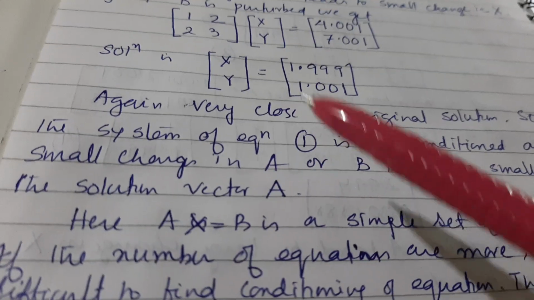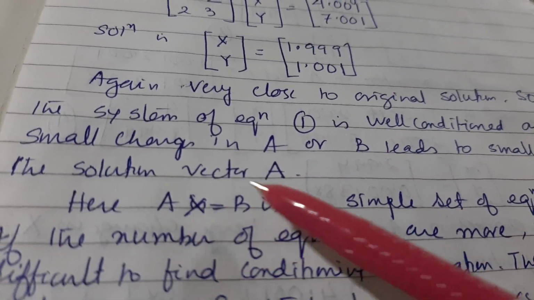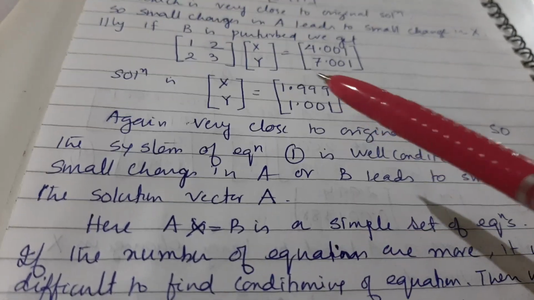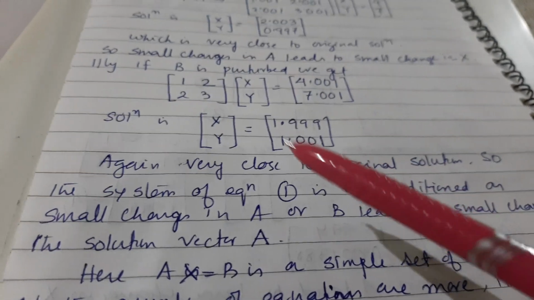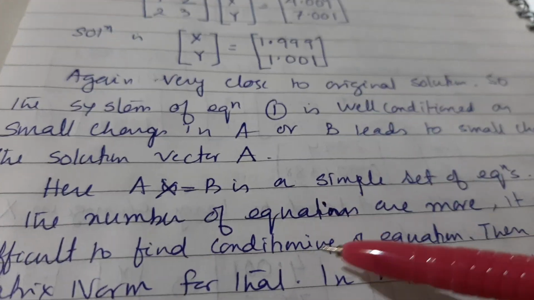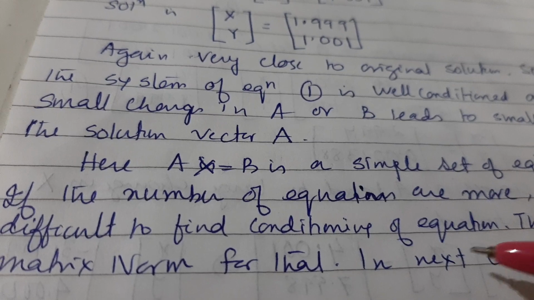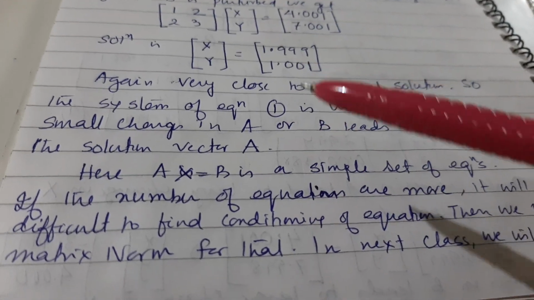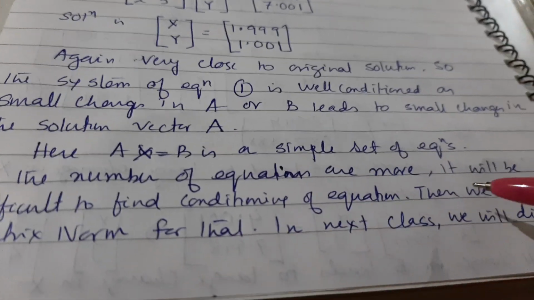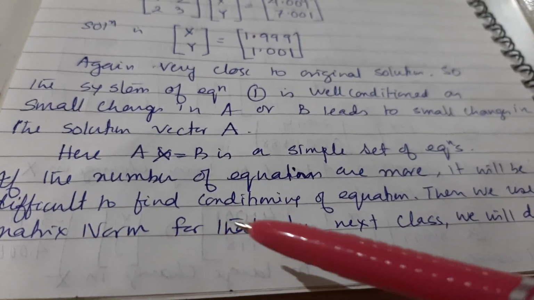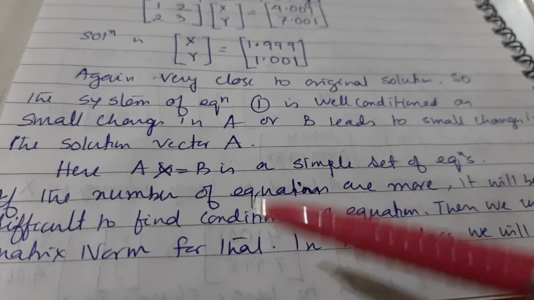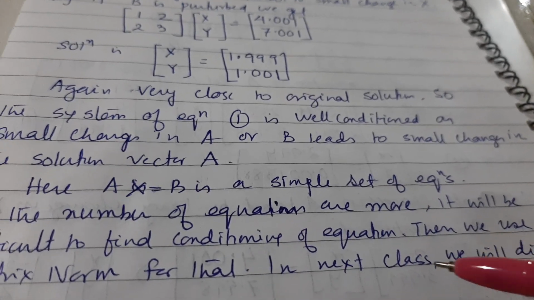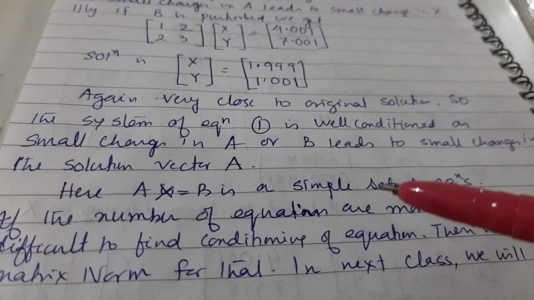Now, here Ax = b is a very simple system with only two variables and two equations, so it is easier for us to see the conditioning using this method. But when it becomes a very large set of equations, it will be very difficult to find the conditioning of the system using this method. For that, we must use the matrix norm. So, in the next class we will see how to find the conditioning of the system using the matrix norm.